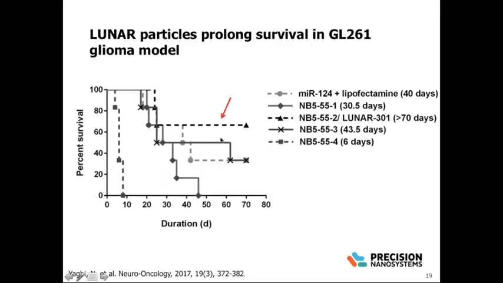And what we see here in this graph, it's also a survival curve. As you can see, the formulation with the LUNAR nanoparticles outperformed all of the other control formulations, which consisted of different types of lipid nanoparticles. And one of them was also a formulation where they combined the microRNA with lipofectamine. What we can see is that it outperformed all these control particles and achieved better survival of the mice over time.